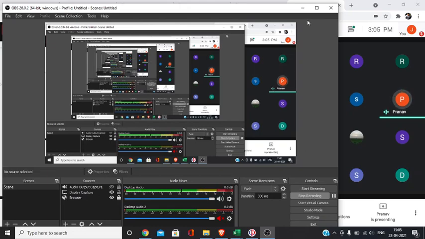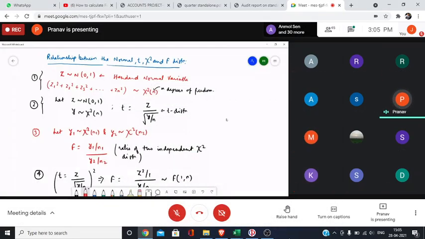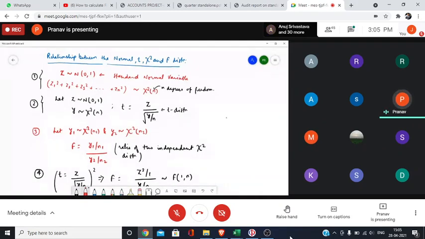So I'll just spend a couple of minutes on revising what we had learned yesterday. This is just a brief of the relationship between the normal, t distribution, chi-square, and f distributed random variables. Yesterday we had talked about this, that a chi-square distributed random variable is nothing but the sum of squared values of independently distributed standard normal variates.